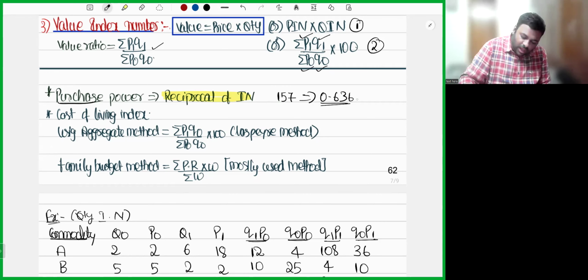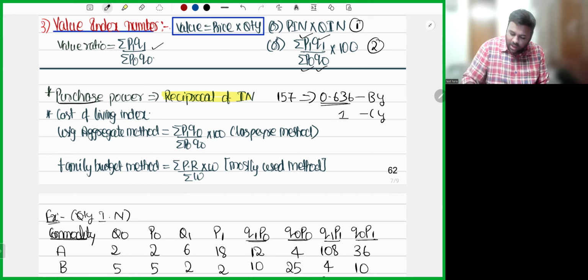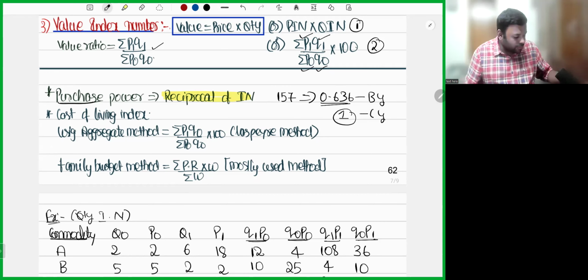It says, if in base year the price is 0.636, then in current year the price will be 1 rupee. That's how you will interpret. So that's how we interpret purchasing power. Basically, it's an economics concept.